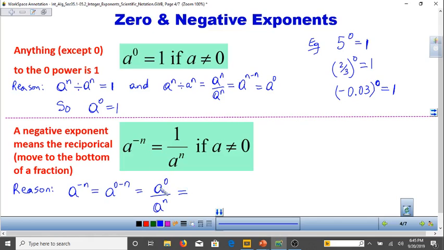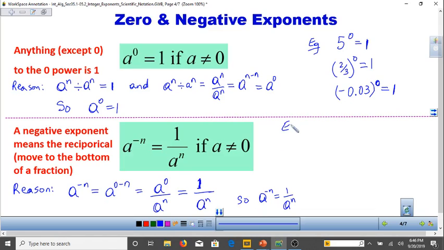And we just saw that a to the 0 really is 1 as long as the base is not 0, which in this case it's not. And then a to the n is just a to the n. So we see that a to the negative n is the same as 1 over a to the n. A way of thinking of it is we move it to the denominator.